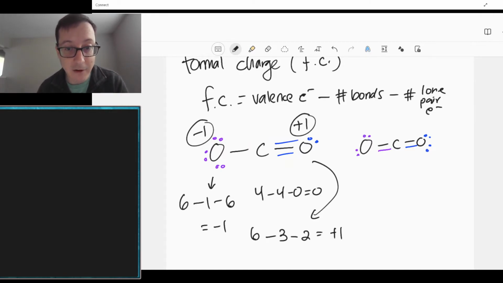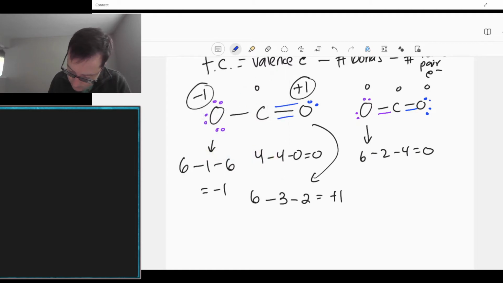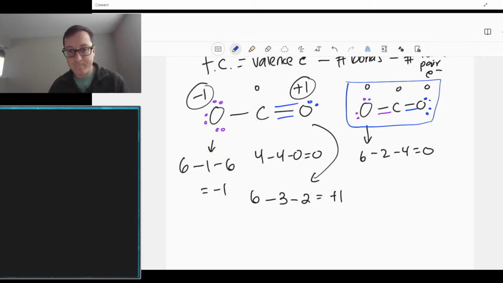But a better Lewis structure is one that minimizes formal charges. If we look at this structure here, at this oxygen, we have 6 valence electrons, minus 2 bonds, minus 4 lone pair electrons is 0. All of these have formal charges of 0. And so as a result, this is a better structure, because it minimizes the formal charges.